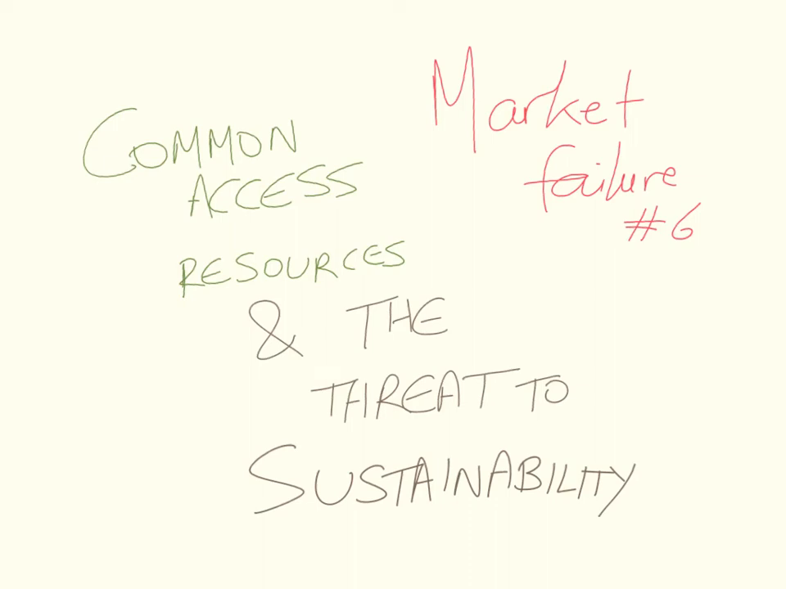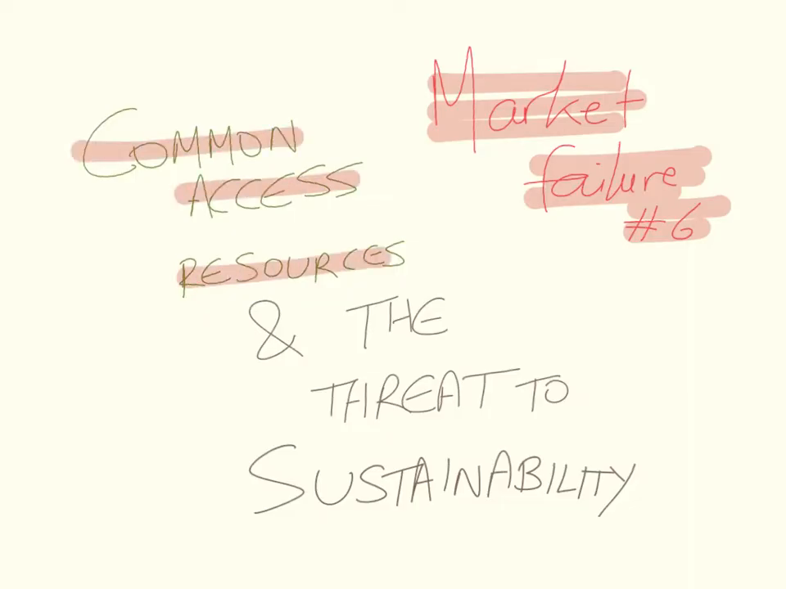This is the sixth of the market failure series in microeconomics IB. This video will discuss the problem of common access resources and the threat to sustainability. It will introduce and define both problems and see how they link, and explain a couple of examples in which such problems are present.